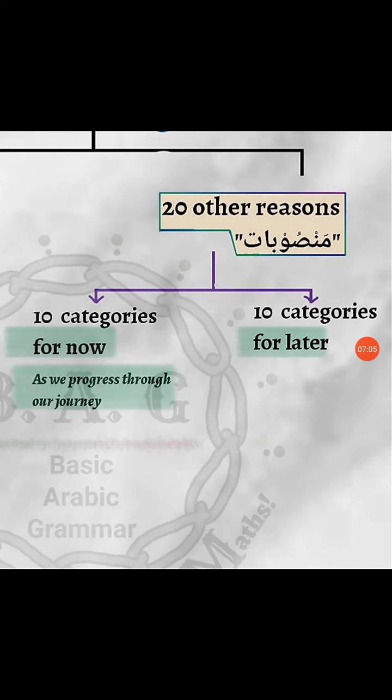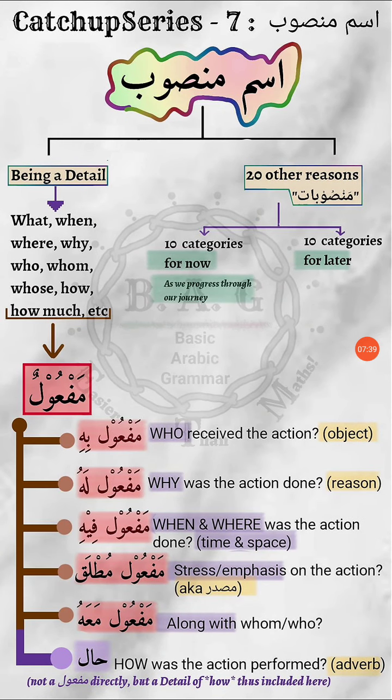And I've already explained that there are 20 other reasons for an ism to be in nasab form, and all of those reasons are going to be studied under the unit of mansubat. But we are going to learn these 10 reasons for now. And how are we going to learn them? We are going to learn them as our journey inshallah progresses, and that means one thing at a time. We're not going to rote learn the entire list of 10 categories. So this was our ism mansub.